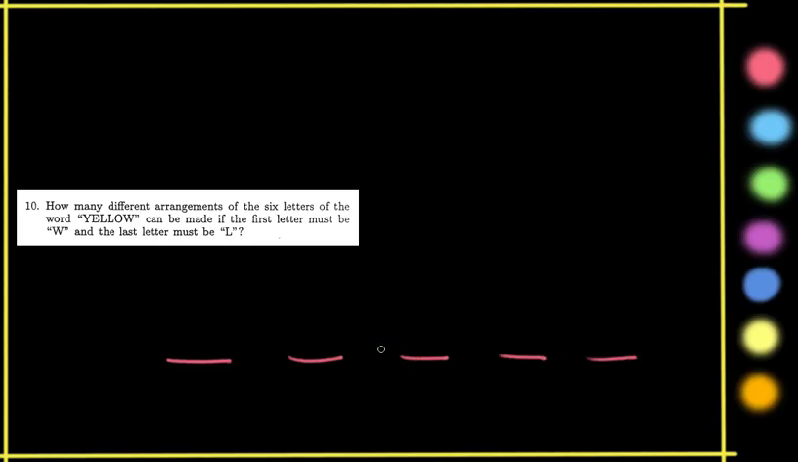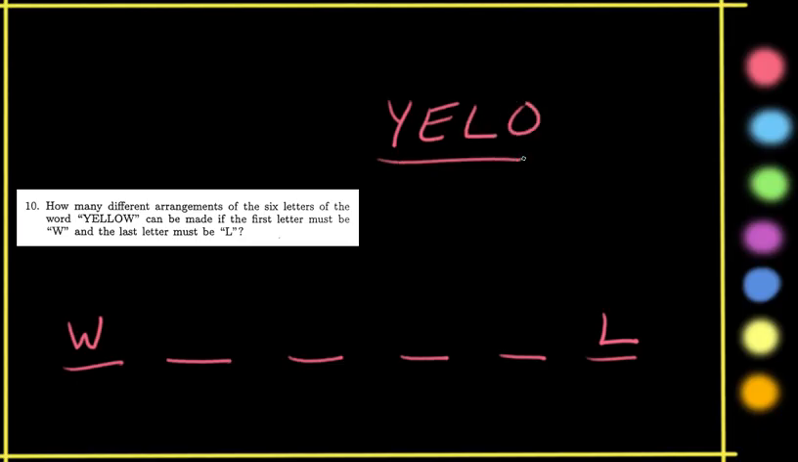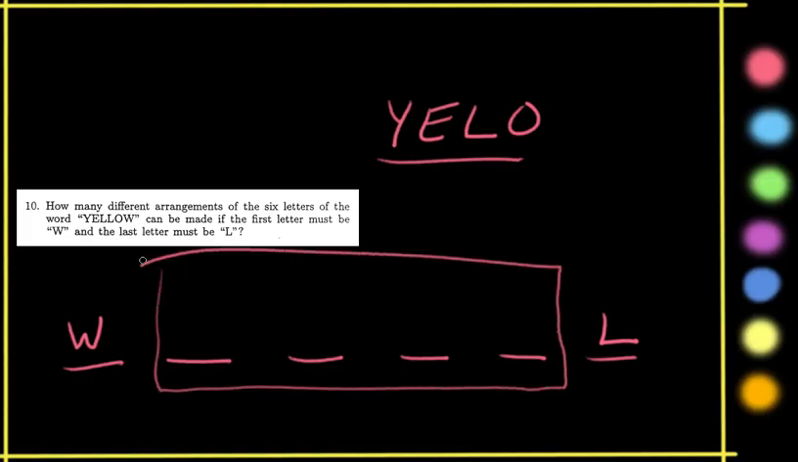We just learned. So let's see, I've got my 6 spots here. It says the first letter has to be W and the last letter has to be L. And so what's left? Well, what's left is Y, E, there's still another L, and then there's an O. So these 4 letters have to be put into these 4 spots. And the question is, how many ways can you do that?